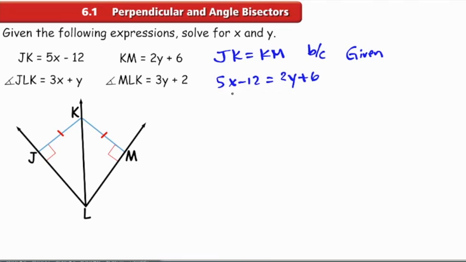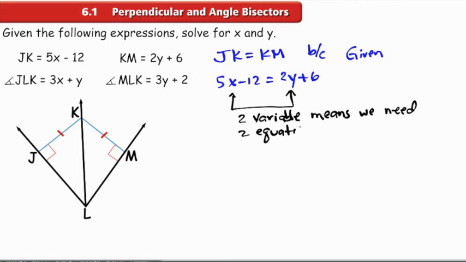And what we see is we have two different variables. Two variables means we need two equations if we're going to solve it. So we're going to need a system of equations. That means we need to write another equation that comes from this image. Well, because K lies on the angle bisector, we can say that KLM is congruent to JLK.